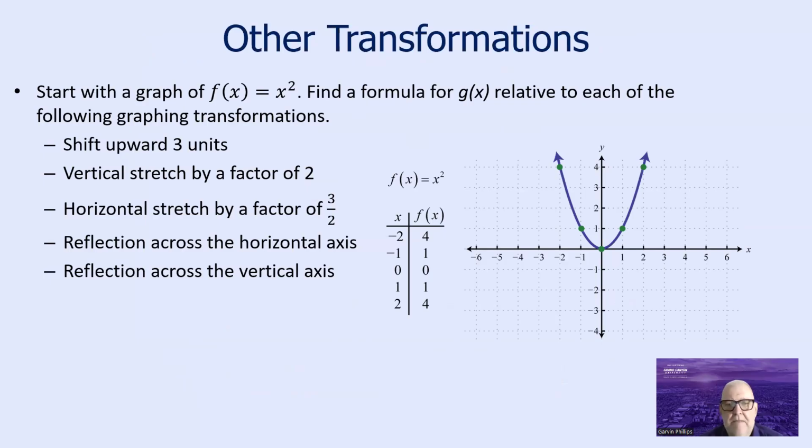So again, this time I'm not going left, right, but I want to go up, down. I would just add 3 outside, right? So it would be g of x is equal to x squared plus 3. That's going to shift me up 3 units. Or if I wanted to go down 2, it would be -2.